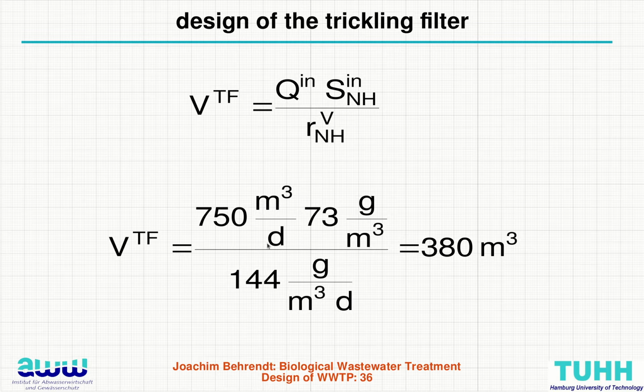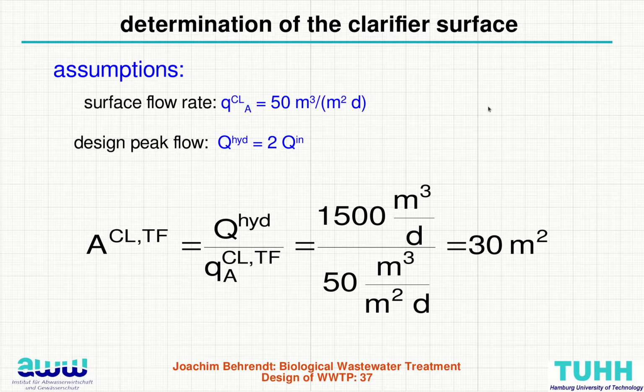We have here the 750 cubic meters, the 33 grams and 144 grams per cubic meter a day, ends up at 380 cubic meters. Also nearly the same as we had in our activated sludge process with 400. And we need here, unfortunately, a final clarifier. There we have to put as well this 50 cubic meters per square meter a day, the surface flow rate, and we are designing the peak flow 2 times Q in, and this ends up in 30 cubic meters.